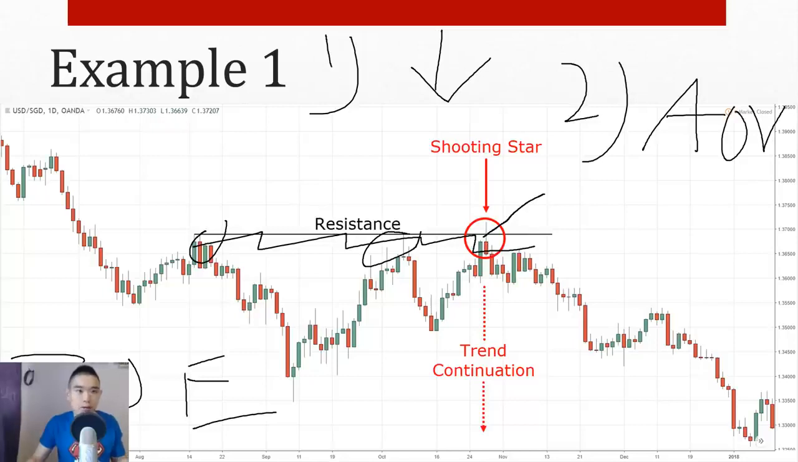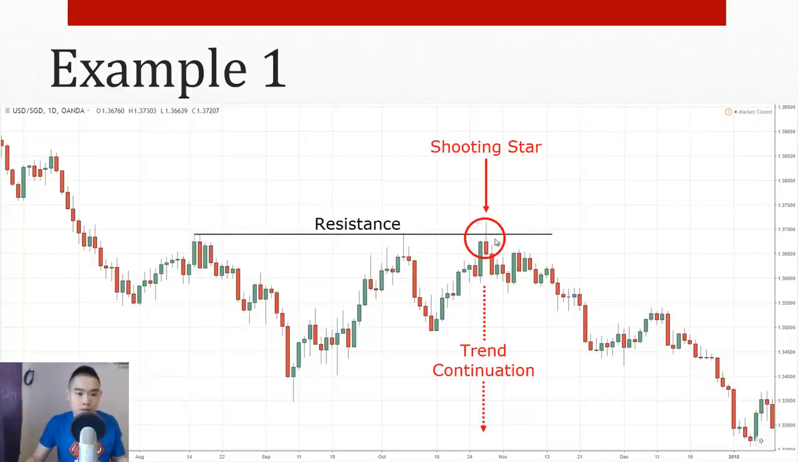So can you see that now you're not trading candlestick patterns in isolation? Now you're trading candlestick patterns in the context of the market, based on market structure, based on the trend. This actually increases the probability of your trade working out. So you can see that over here, a shooting star occurred at resistance in a downtrend, and the market did continue to slide lower.